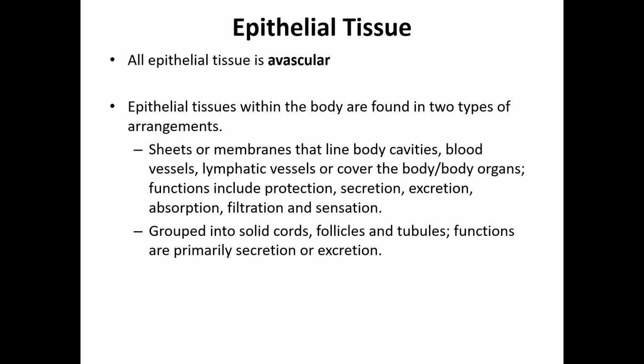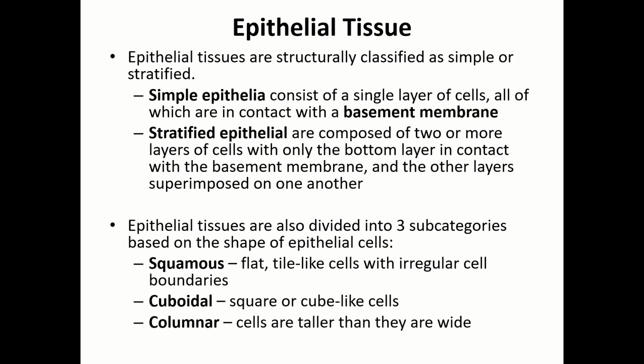Epithelial tissue is all avascular, meaning it doesn't have blood vessels, and epithelial tissues have 2 major types of arrangements. Sheets and membranes, which means this kind of tissue is important for covering surfaces of the body and organs, lining the insides of bodies, organs, and it helps with protection, secretion, excretion, absorption, filtration, and sensation. The other arrangement is going to see these epithelial cells grouped into cords, follicles, and tubules, and these are mostly associated with secretion or excretion of wastes.